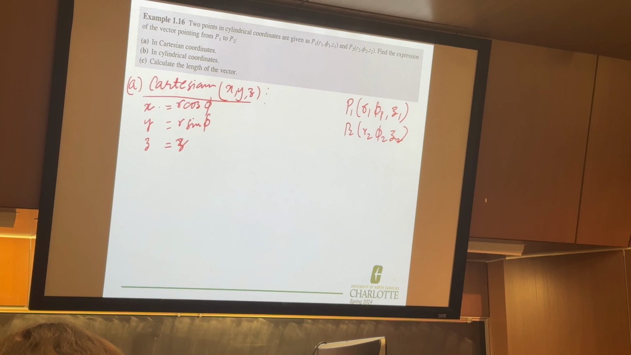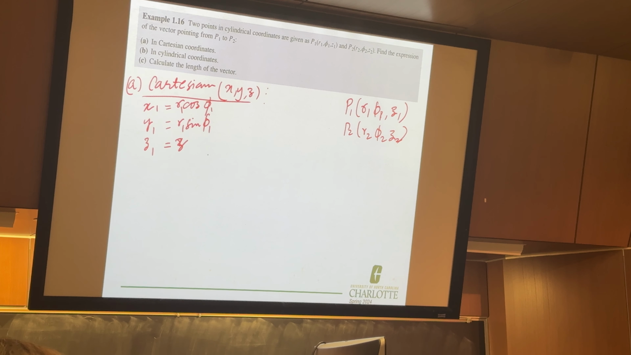And there are 2 points, x1, y1, z1, and x2, y2, z2. So what does that give us? I can just write there: x1 is r1 cosine phi1, y1 is r1 sine phi1, z1 is just z1, x2 is r2 cosine phi2, y2 is r2 sine phi2, z2 is z2.